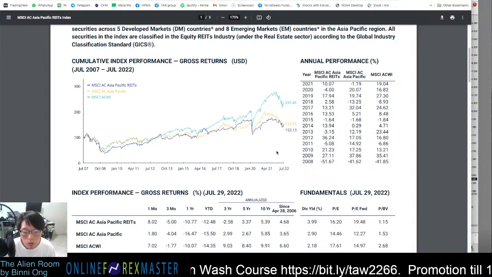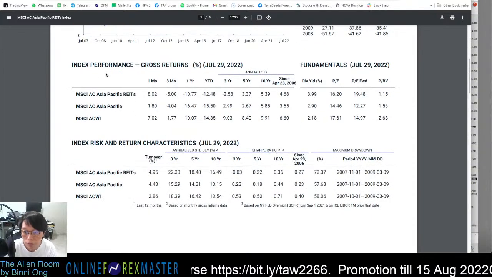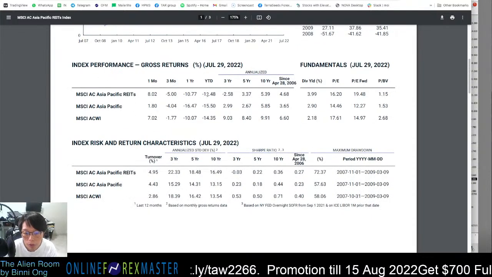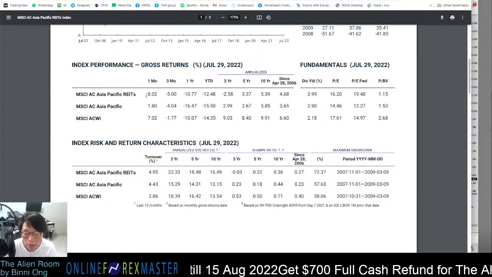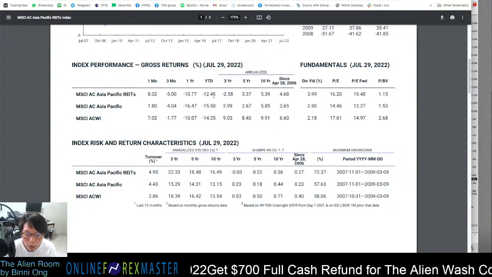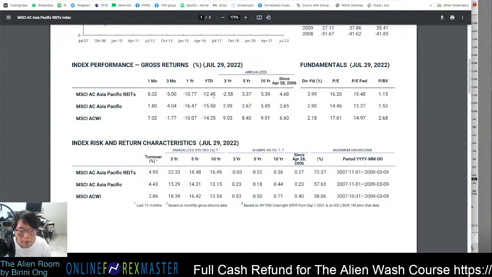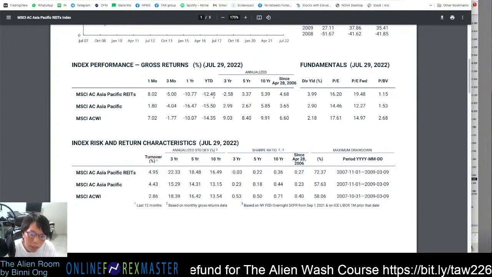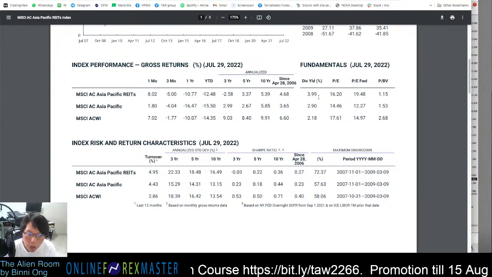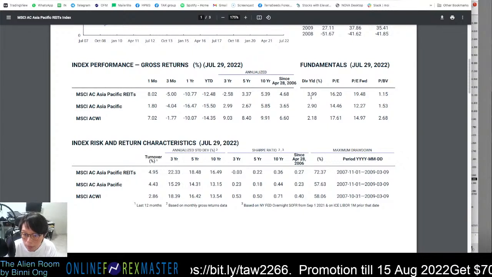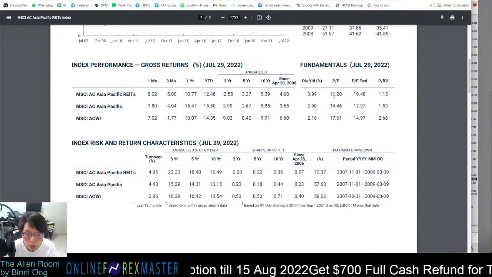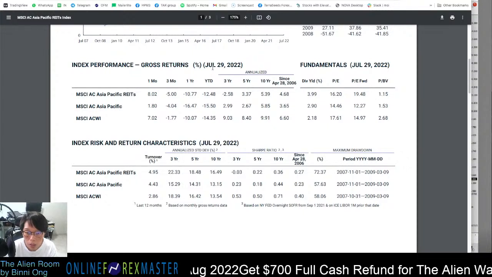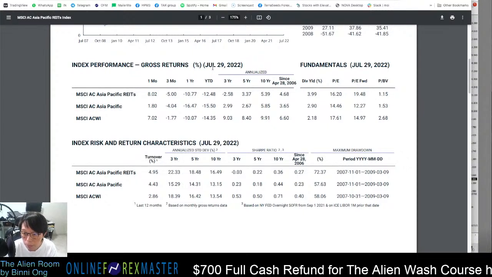But I want to show you the index performance. Year to year, the REITs have still been dropping, but have been quite resistant to the drop. The average yield of the Asia Pacific REITs, and later I'll show the components, is about 4% with a P/E ratio of 16.2. This was updated on the 29th of July, so it's very recent data.